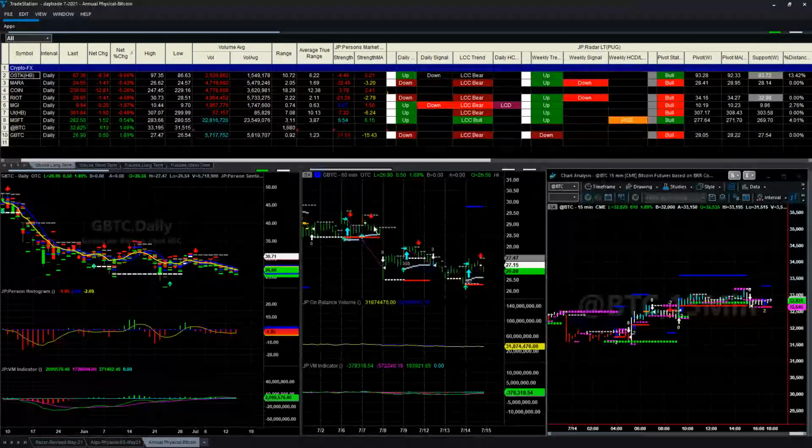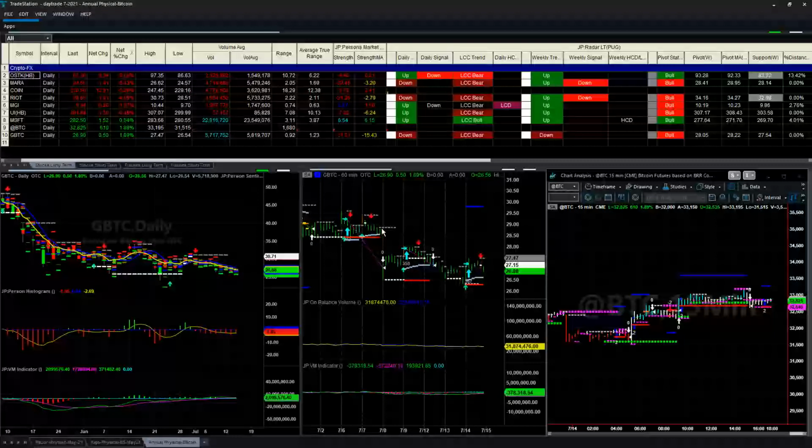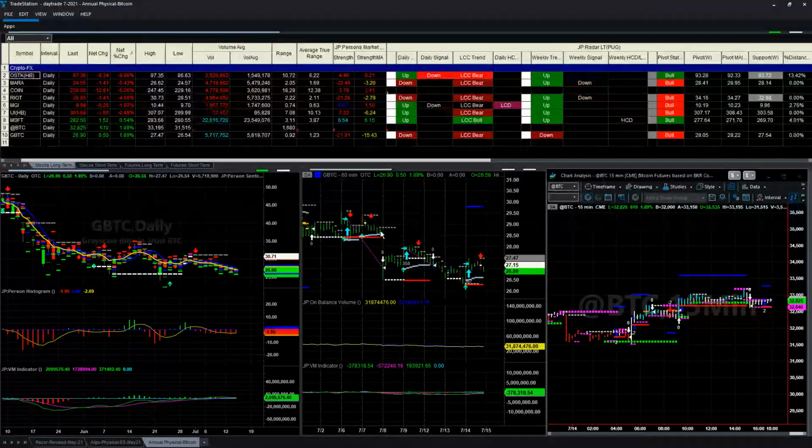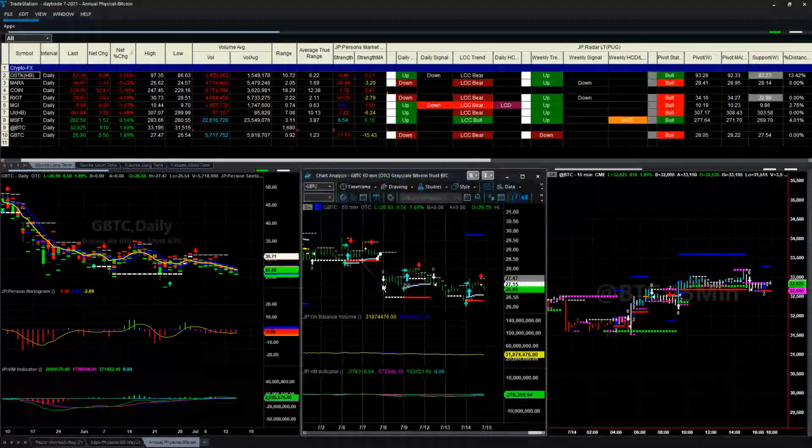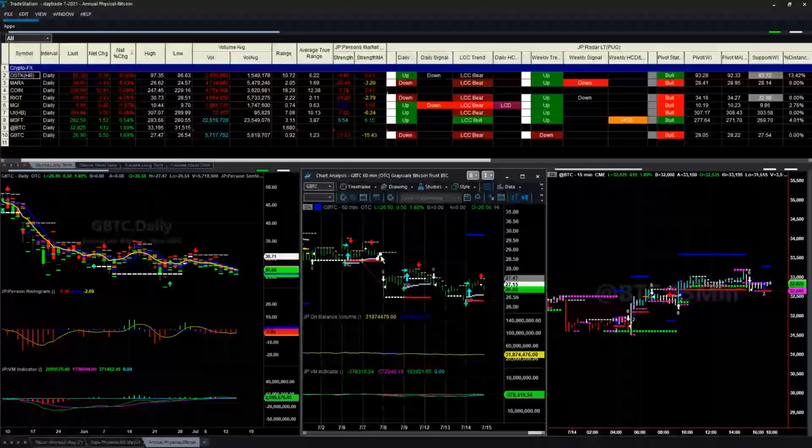From one day to the next, a gap lower like this, no offense, from 29-ish and change down to an open print of 26, 27 on an ETF. Those are some pretty big moves, kids.